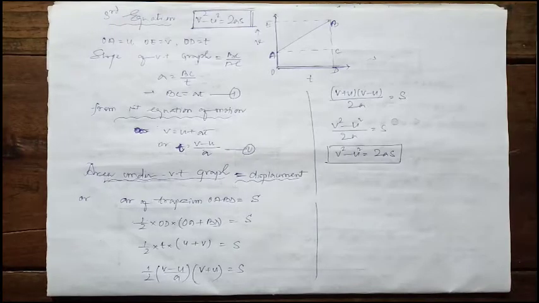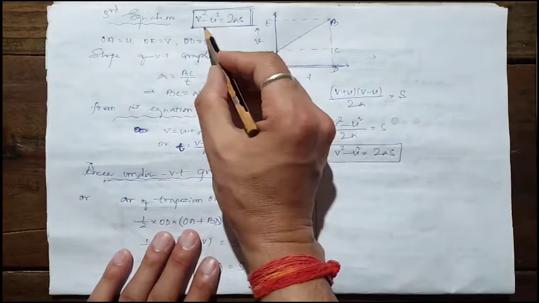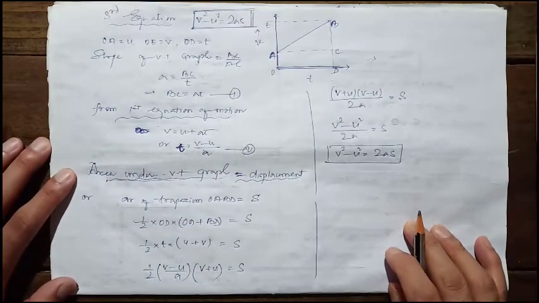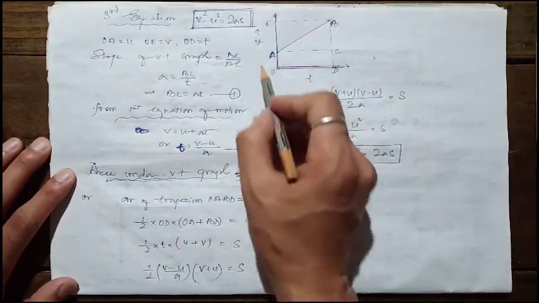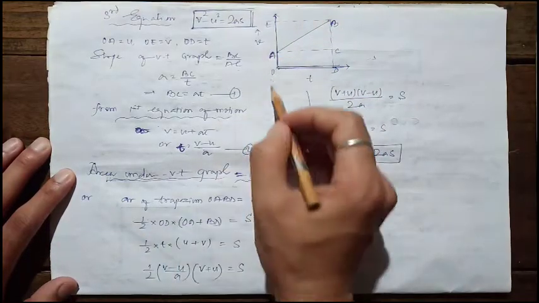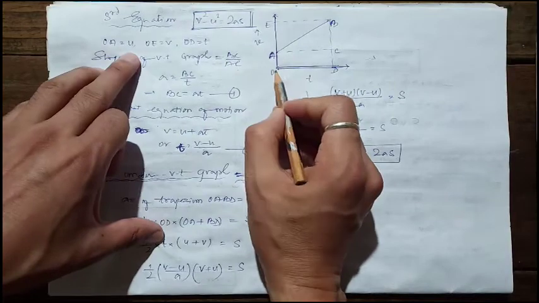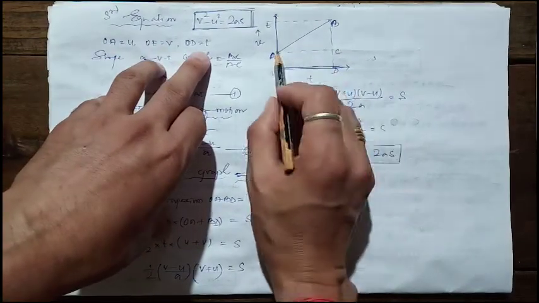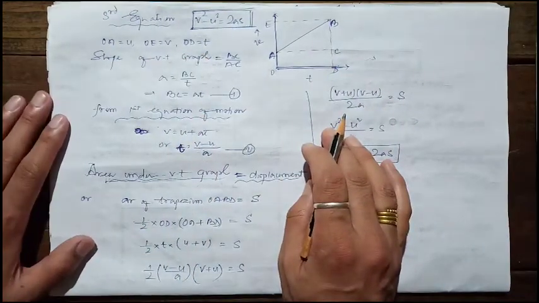Now let's move on, students, to our third equation of motion, which is v squared minus u squared is equal to twice as. Again, students, for this equation also, we can use the same graph that we used for the first two equations of motion. Now students, OA equals u, OE equals v, and OD equals t. OD also equals AC, which is equal to t.